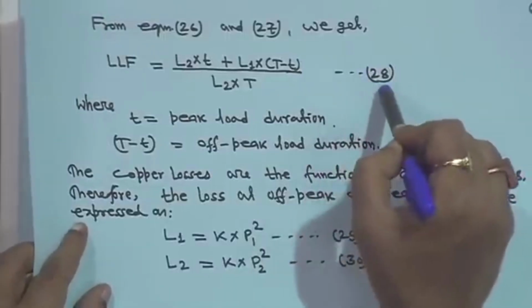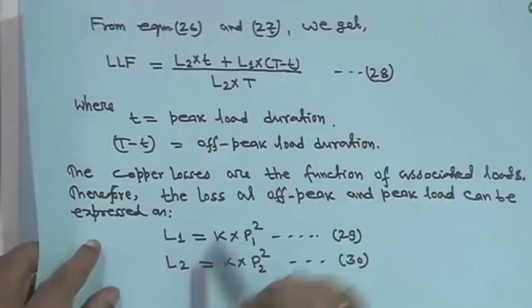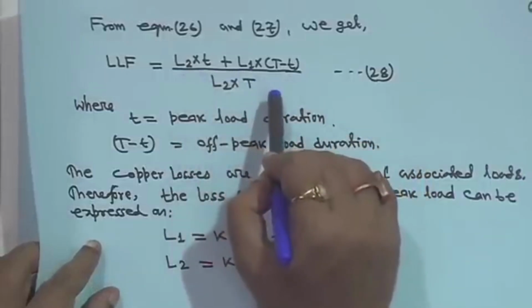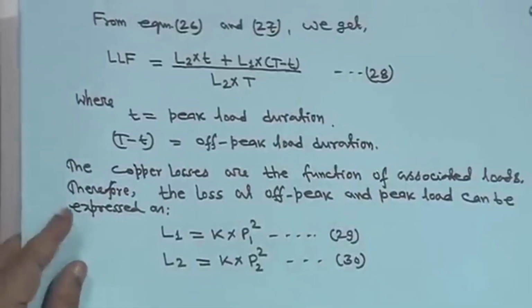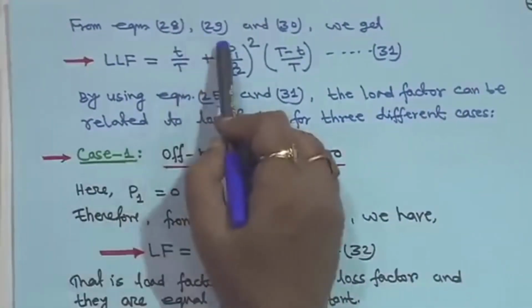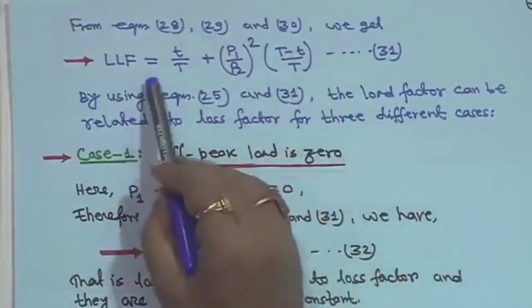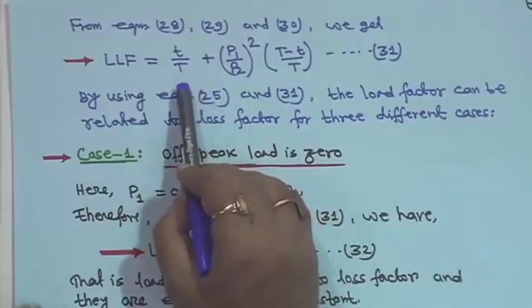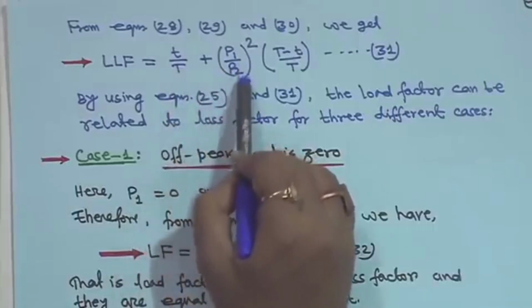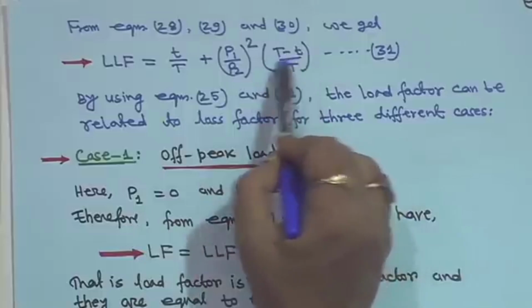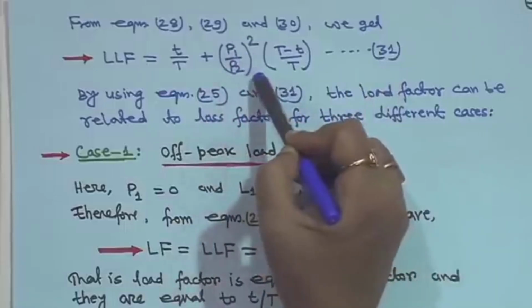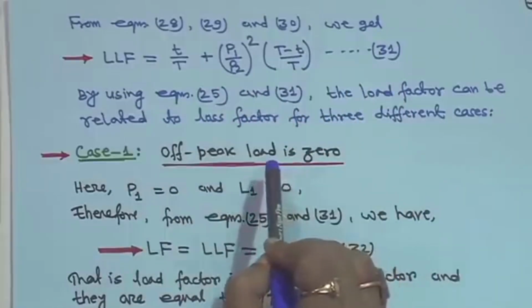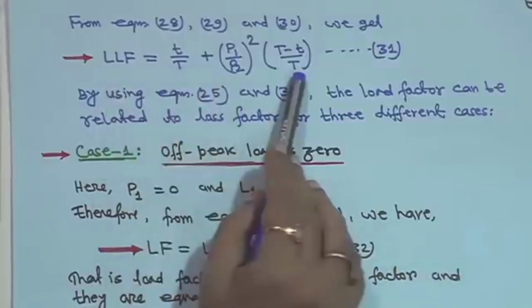You substitute these L1 and L2 expressions in equation 28. If you do so, from equations 28, 29 and 30, we get LLF after simplification: LLF is equal to small t by capital T plus P1 upon P2 whole squared into (T minus small t) divided by capital T. This is equation 31. You substitute and simplify, same as before. Therefore, this is the loss factor expression.